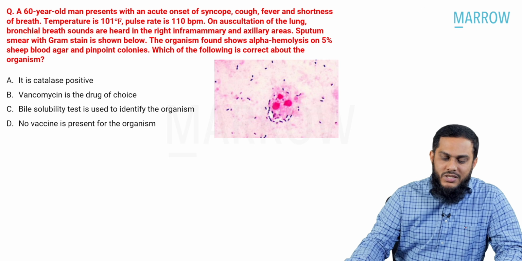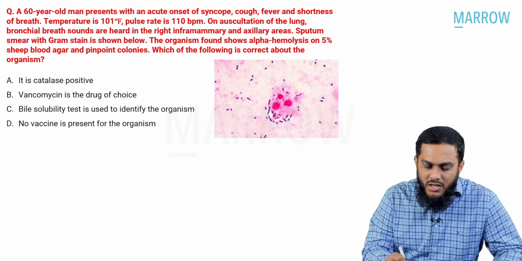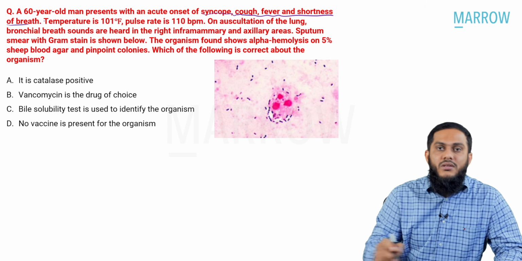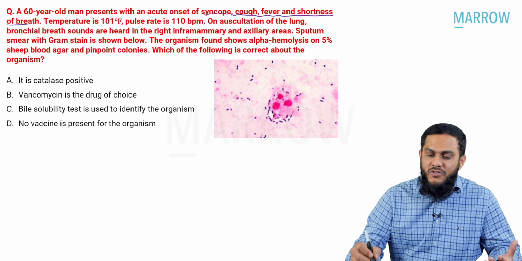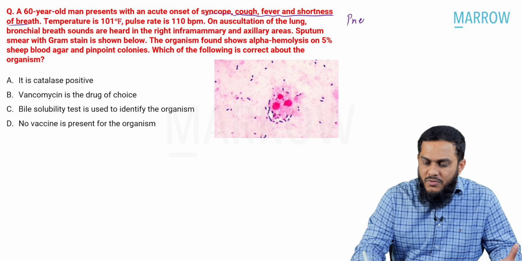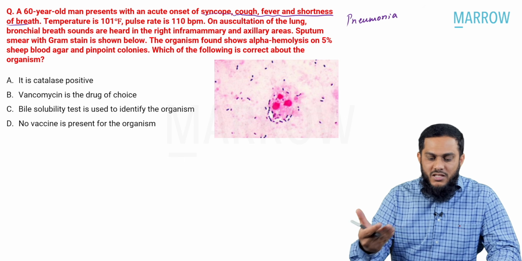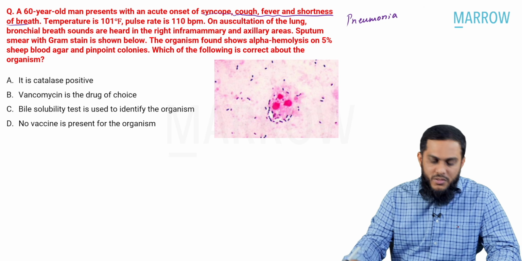Okay, first question, sir. A 60-year-old man presents with an acute onset of syncope, cough, fever, and shortness of breath. This clearly indicates that the patient is suffering from a lung infection, that is pneumonia. Whenever we see shortness of breath, that is breathing difficulty, or respiratory distress or dyspnea, that goes in favor of lung infection, usually pneumonia.